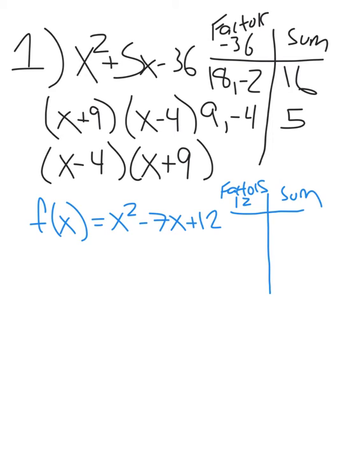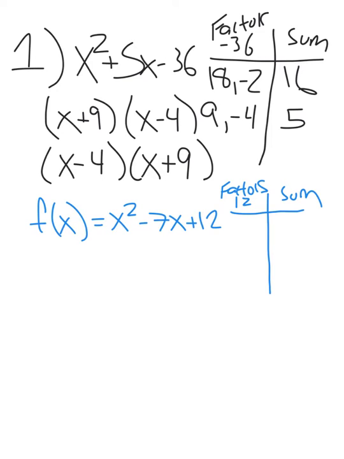Question 2 of the Google form asks us to find the zeros of the function. Now we're given the function f of x equals x squared minus 7x plus 12. In order to find the zeros, we first have to factor the function. In order to factor the function, I'm thinking of factors of positive 12 that give me a sum of negative 7.